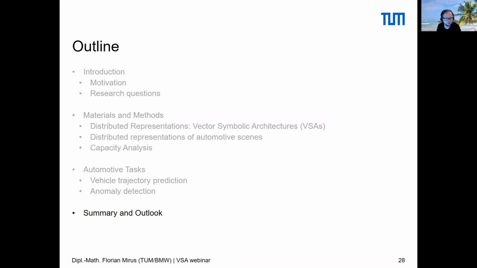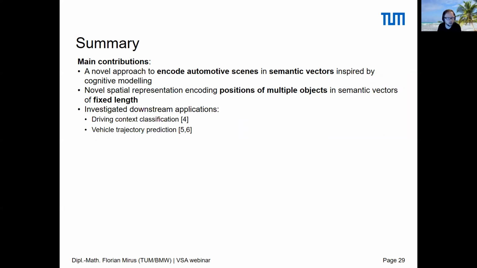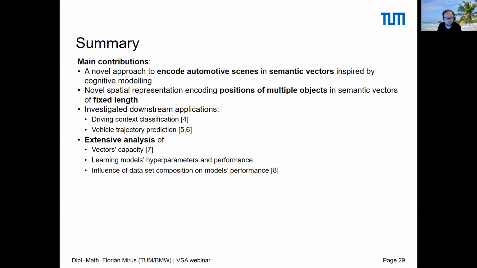And that brings me to the summary of my talk. So the main contributions here are a novel approach to encode automotive scenes in the substrate of vector symbolic architectures, a novel representation for spatial positions of multiple objects. I investigated downstream applications such as driving context classification and very predominantly vehicle trajectory prediction. I analyzed the capacity of the vectors, the influence of the data set, and also in my thesis there's an analysis of hyperparameters on performance. I also pointed you to the mixture of experts model that I also investigated but skipped in this talk.